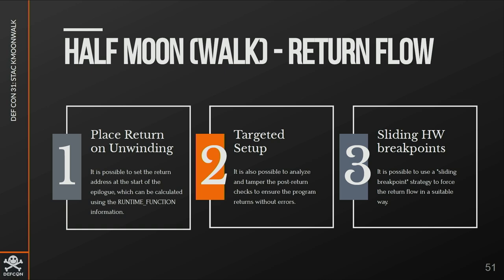One is to place the return on unwinding. This is terribly worded. What I mean is that we place the return address on the epilogue, which is just deallocating the prologue. It's literally rolling back the prologue, so that will work. But we will be detected by Eclipse again then, because we need to move the return address not after the call, but on the epilogue itself.